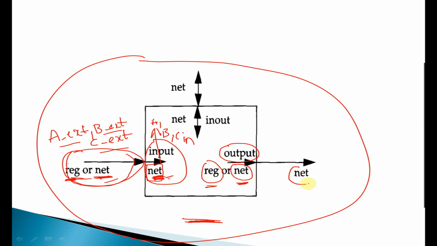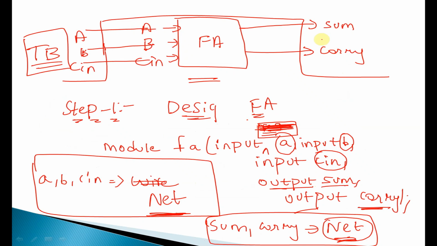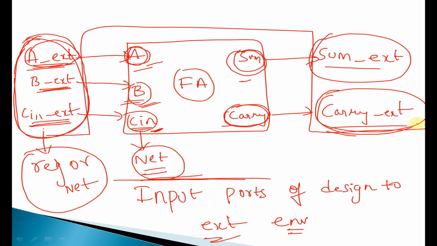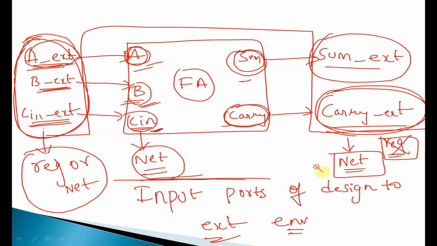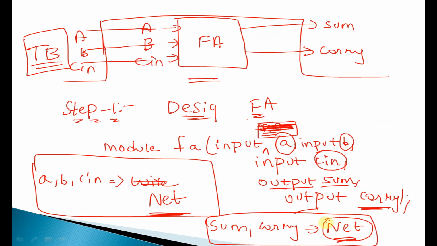And coming to the output external environment, this can be only of net data type. This cannot be of reg data type, the external environment signal. It can be only of net data type. And here internally, this can be of reg or this can be of net. Here also it can be of reg or it can be of net. Is it clear? It will be by default of net. If we declare explicitly as reg, then it will be of type reg.